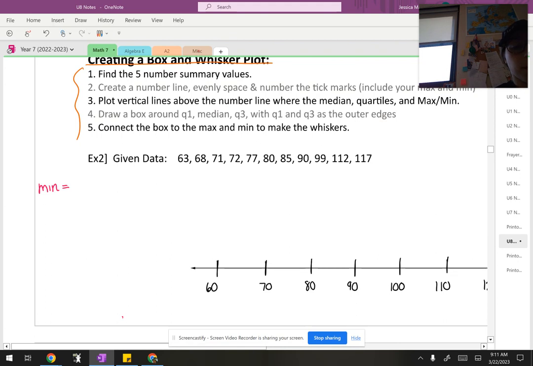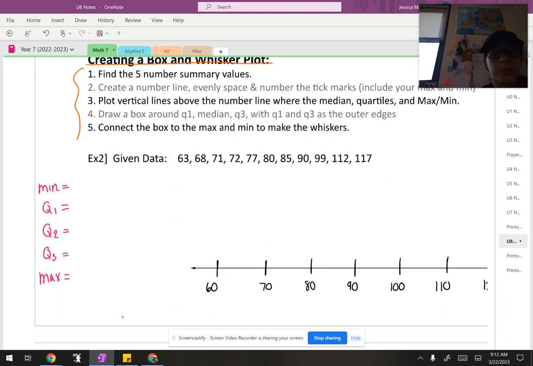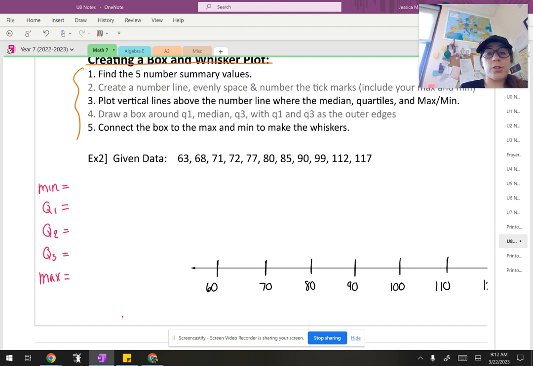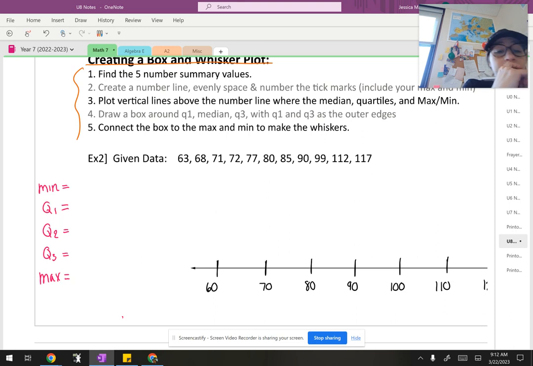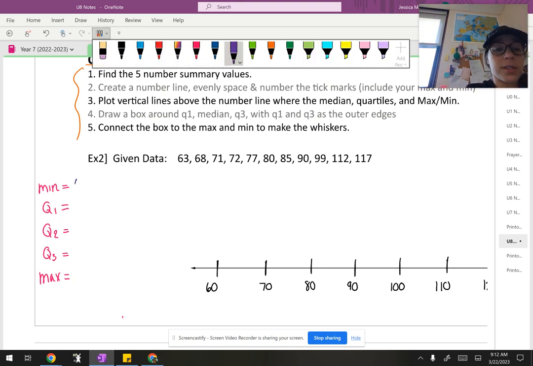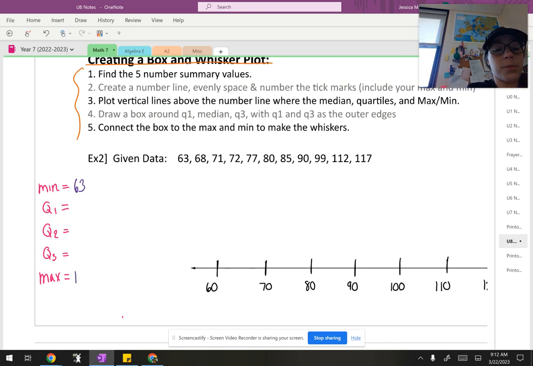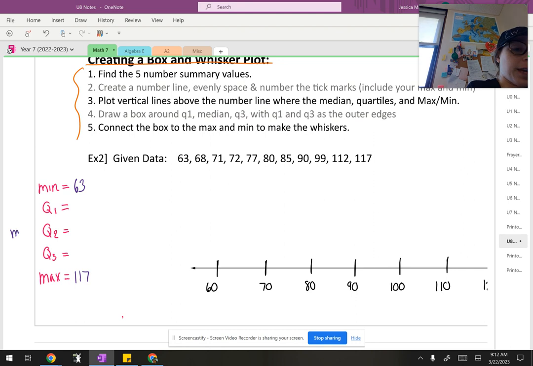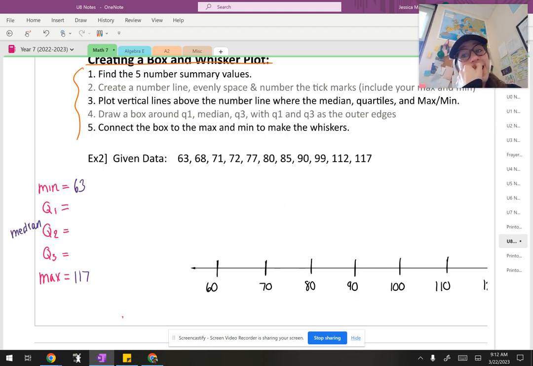So the minimum equals, Q1 equals, Q2 equals, Q3 equals, and maximum equals. Do not just label them with 1, 2, 3, 4, 5. I need to know which ones are which. All right, so the minimum value, nice and easy to figure out, is my 63. Maximum is 117.